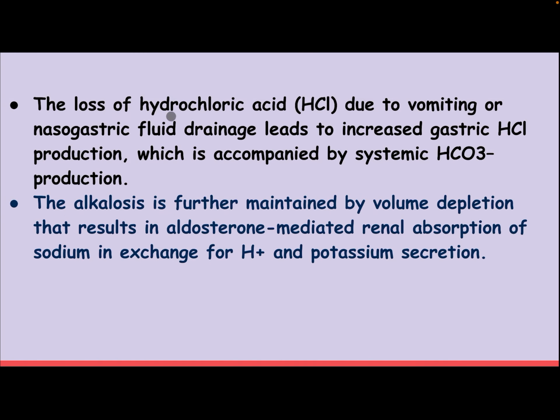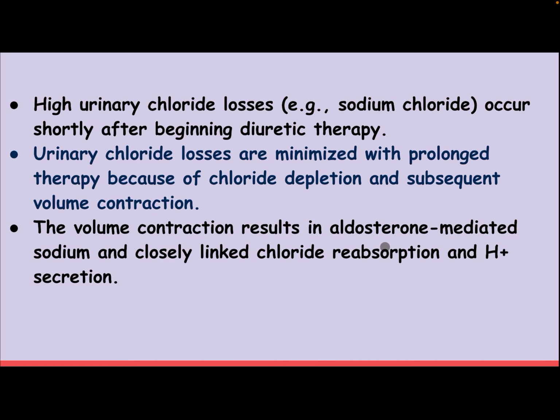The loss of hydrochloric acid due to vomiting or nasogastric fluid drainage leads to increased gastric HCl production, which is accompanied by systemic bicarbonate production. The alkalosis is further maintained by volume depletion that results in aldosterone-mediated renal absorption of sodium in exchange for hydrogen and potassium secretion.